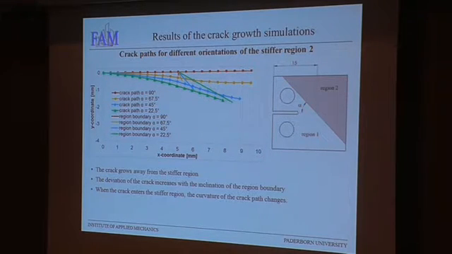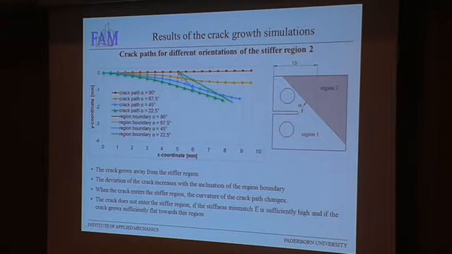When the crack enters the stiffer region, here for the yellow one, here for the blue one, then we have a turning point of the curvature at this point. And here for the green line, this is the crack path for the orientation angle of 22.5 degrees, the crack doesn't enter the second region. This means that the crack doesn't enter the stiffer region if the stiffness mismatch between the two regions is sufficiently high, and if the crack goes sufficiently flat to the second region.